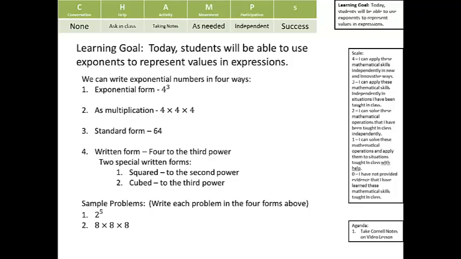Okay, our second sample problem, it's written in the as multiplication form. So it's 8 times 8 times 8, and we're going to take that number and write it in the 4 different ways that we can represent that.